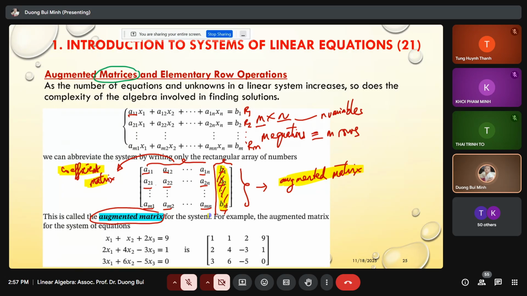Okay, for example, this one. We have an example here, right? The first equation we have 1, 1, 2, and the constant term is 9, and 2, 4, minus 3, 1, and 3, 6, minus 5, 0. So this is an augmented matrix, right? This is an augmented matrix because we are considering all constant terms. Okay, next.